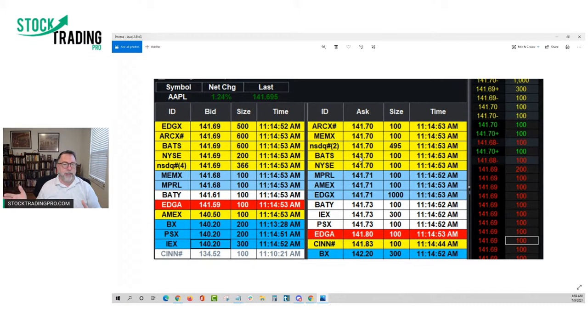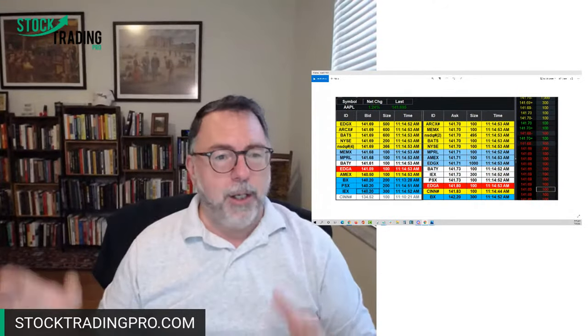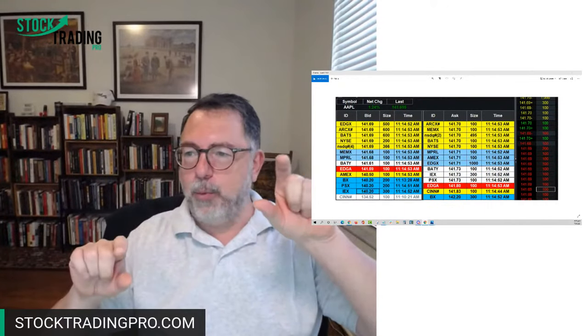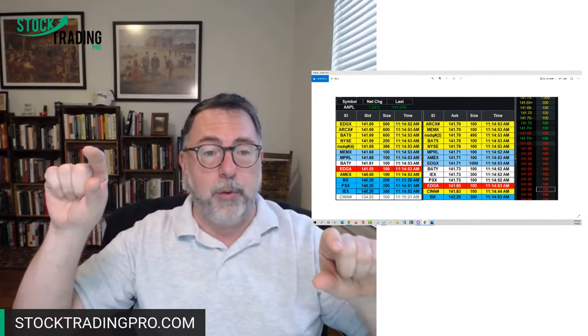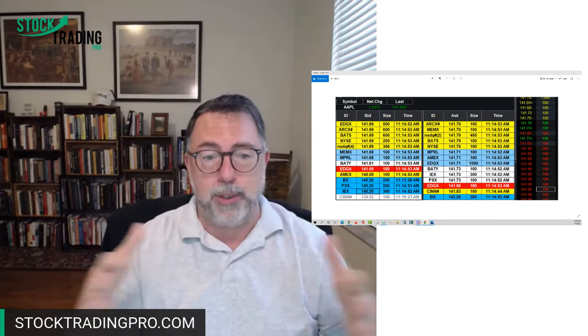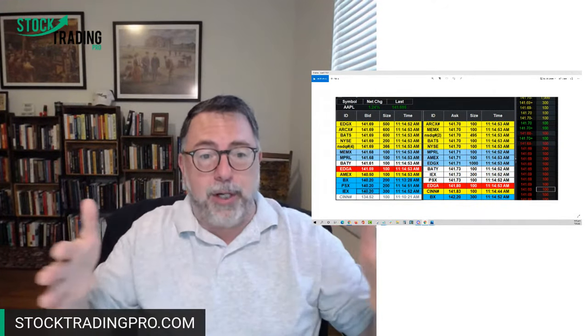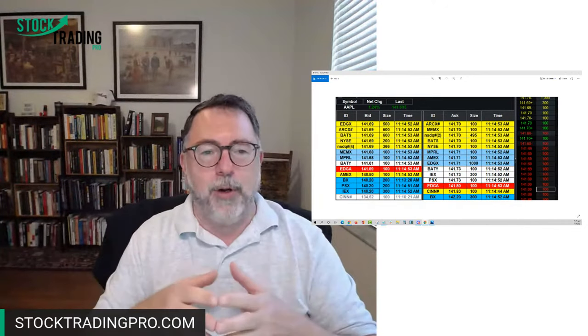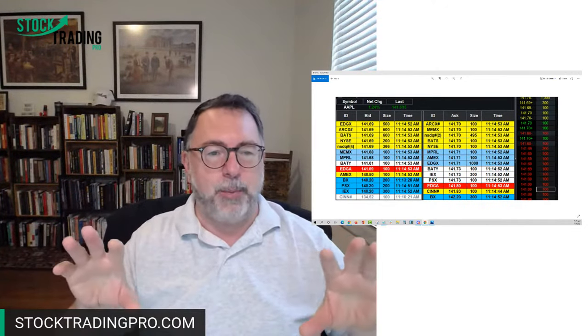The yellow prints happen, and this is an interesting one. I'm going to come back on the screen here for a second. What we're showing here in level two, in level one actually, is 141.69, 141.70. So in this case, there's a 1 cent spread. That's what's the spread. Sometimes that spread gets wider because the stock gets a little more volatile. So let's just say for argument's sake, there's a 3 cent spread.